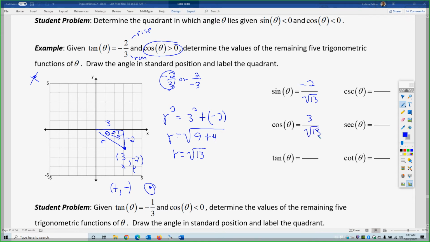Either I can do sine over cosine to get tangent, or I can do y over r. If you do sine over cosine, it's simply negative 2 over root 13 divided by 3 over root 13, where the root 13s would cancel, leaving you with the same answer. Alright, so if I reciprocate, I get the other answers: root 13 over negative 2, root 13 over 3, and 3 over negative 2. Just put the negative on top, rather. Okay, pause the video. Try the student problem for yourself.